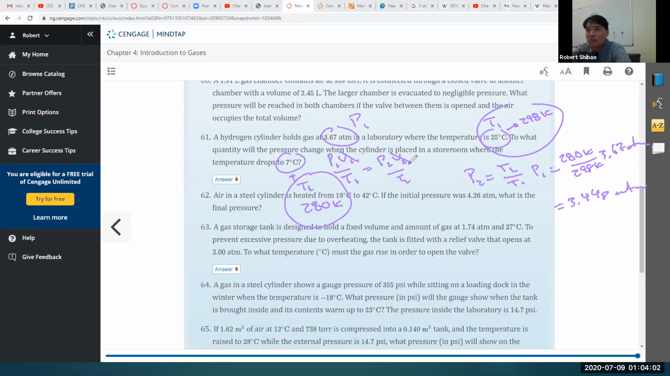So what was the change? Well, the change is we lost some, so 3.448 minus 3.67. And the change in pressure was minus 0.221 atmospheres. So we lost 0.221 atmospheres in pressure, if we subtract those two numbers. So let's see how they did this here.